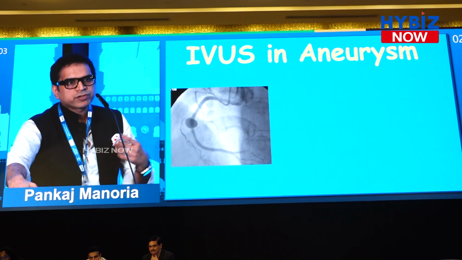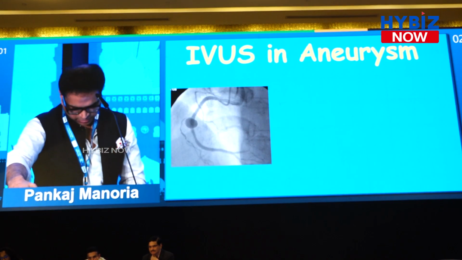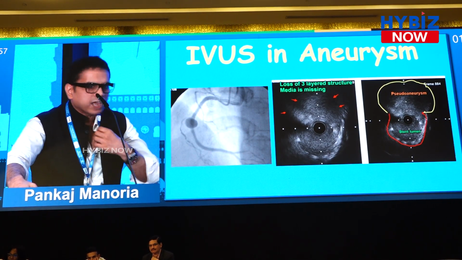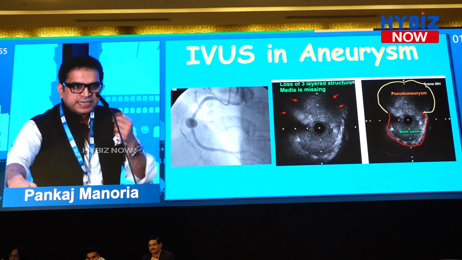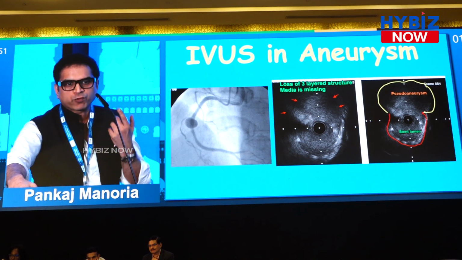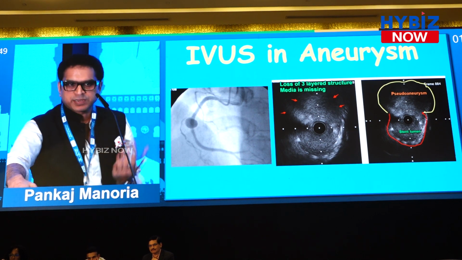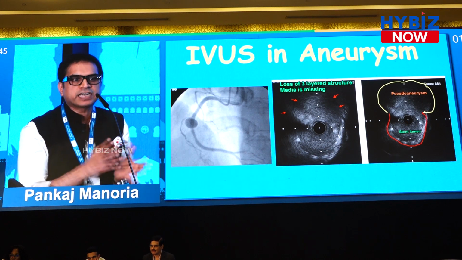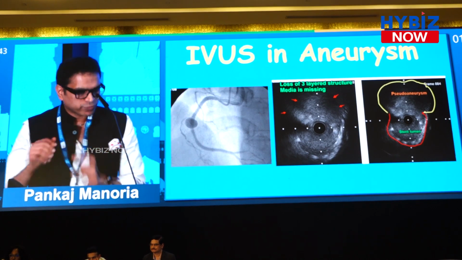What about IVUS in aneurysm? We see sometimes these types of cases. To differentiate between a true and a false aneurysm, IVUS is very easy. If you see a medial discontinuity, that means you don't see triple layers. That means this is a pseudo-aneurysm. 1 layer is missing. If you see all the 3 layers, that means it's a true aneurysm, because management may differ between true and pseudo-aneurysms.